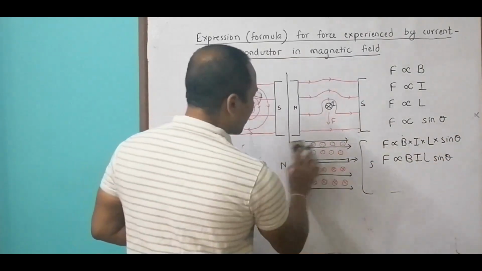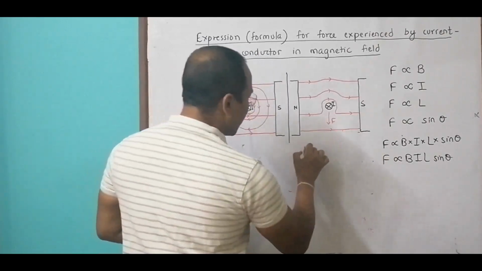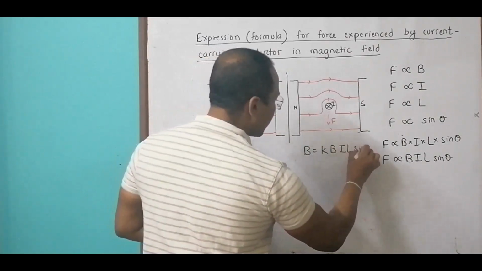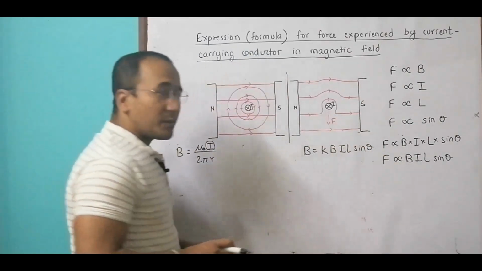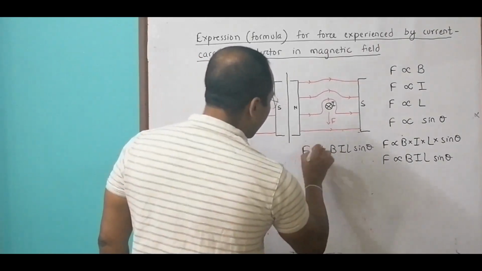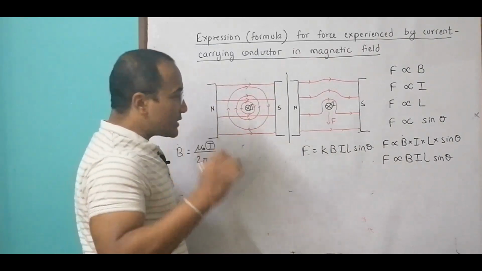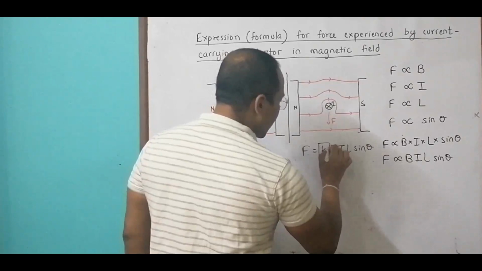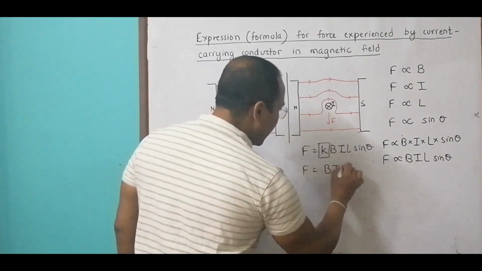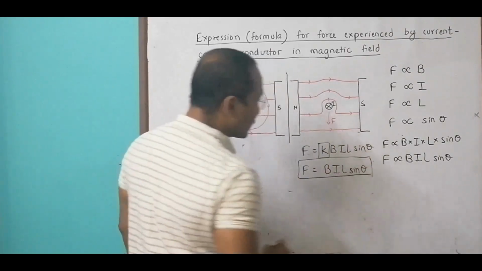So this gives rise to a constant. It will give us F is equal to some constant K times B I L sine of theta. Now when new phenomena are developed, they manipulate the values in such a way that this constant is 1. So F is equal to BIL sine of theta. This is the expression for the force experienced.